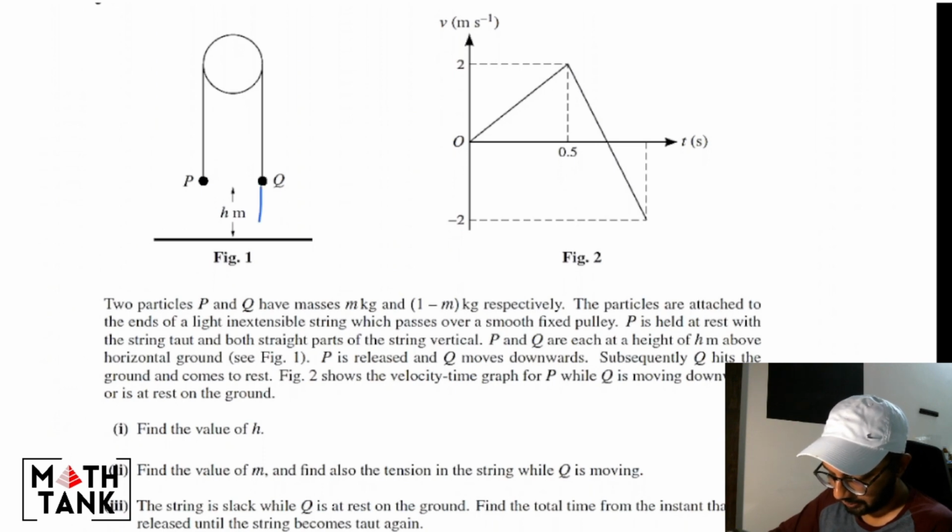So I know that this is going to move downwards, the one which has a weight of 1 minus m. So I'm going to write 10 into 1 minus m here because I need to write down the weight, not just the mass. Subsequently, Q hits the ground and comes to rest. Figure 2 shows the velocity time graph for P while Q is moving downwards. So this is a graph for P.